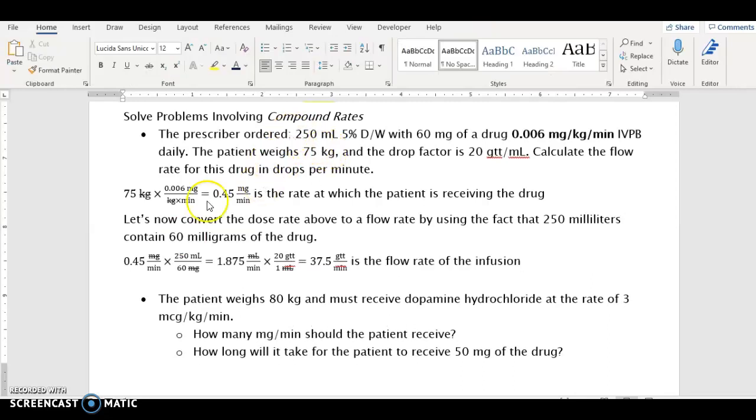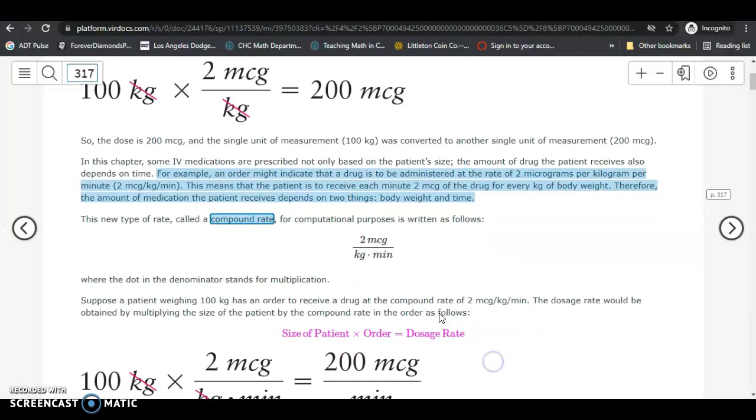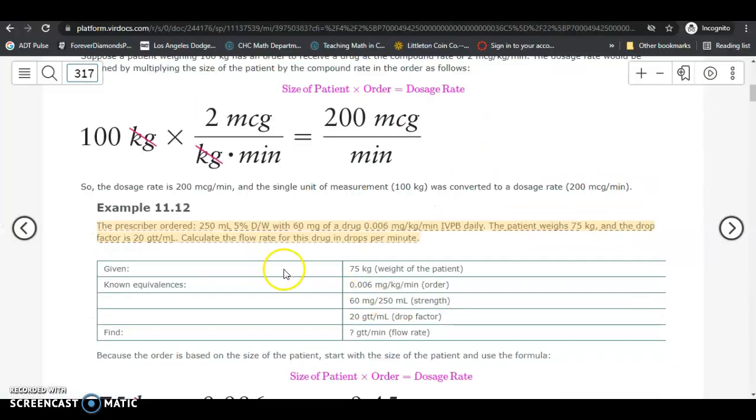So we started by multiplying the compound rate by the patient's weight to get the dose rate, and then we converted the dose rate into milliliters per minute by multiplying by the reverse of the concentration, and then we multiplied that by the drop factor to get the flow rate in drops per minute. So I encourage you to view the solution to this problem in the book.